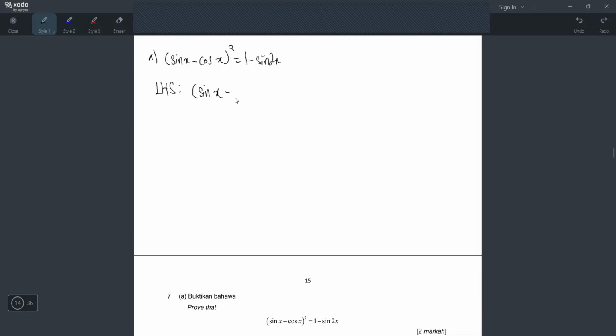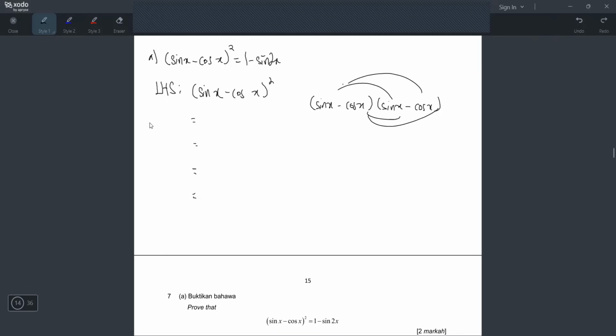But for me, I will do it like this lah. Okay, left hand side is (sine x minus cos x) bracket square. So now I'll try to do the working lah, and hopefully I get to the right hand side later. Okay, how do we expand this? First, we need to know something. Sine x minus cos x square means (sine x minus cos x) times (sine x minus cos x). So how we expand this is like this, right?